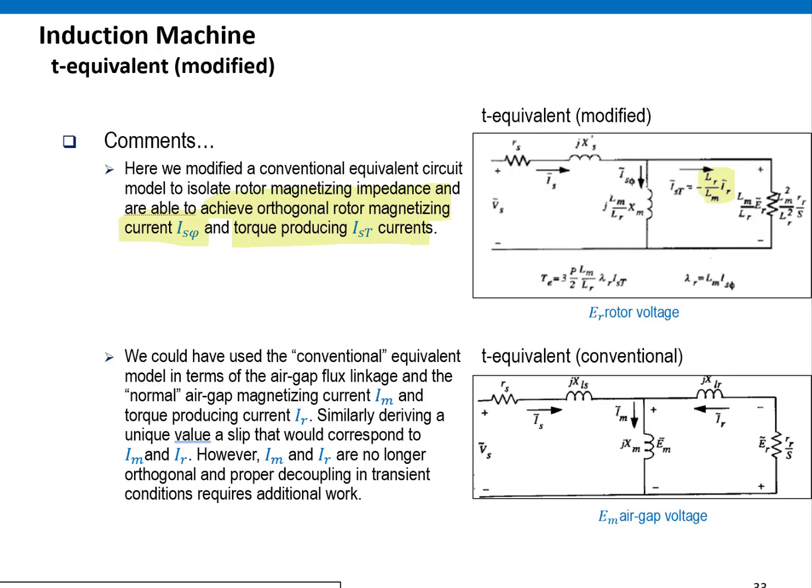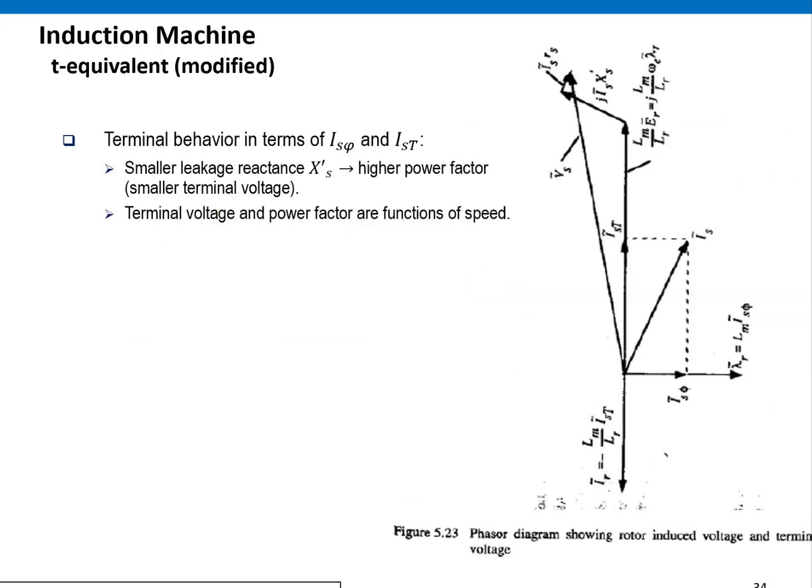So if that's the first comment, now the second comment here is that you could have used the conventional circuit in terms of air gap flux linkage to come up with this. That's a magnetizing expression here for current, and you could say that there's this torque producing current IR, but the problem is that these two things are not orthogonal, so you can't get the kind of decoupling that you need, especially under the transient conditions, to make this thing work. So you have to apply this steady state circuit. It really ultimately applies to the transient circuit as well that's used in the controls.